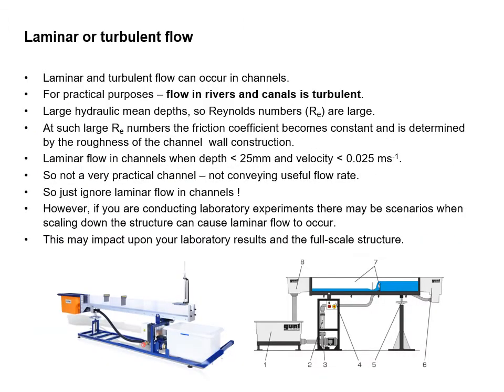So laminar and turbulent flow can occur in channels. For practical purposes, flow in rivers and canals is turbulent. The large hydraulic mean depths mean that we get large Reynolds numbers, and at large Reynolds numbers, the friction coefficient becomes constant and is determined by the roughness of the channel wall construction. So laminar flow in channels, when there's a depth of less than 25 millimeters and a velocity of less than 0.025 meters per second, are not really practical, so they're not going to convey an awful lot of water. So we're just going to ignore laminar flow in channels just now. However, if you're conducting laboratory experiments, there might be scenarios when you scale down structures that these actually cause laminar flow to occur. So be mindful of this if you're doing experiments in your fourth year.